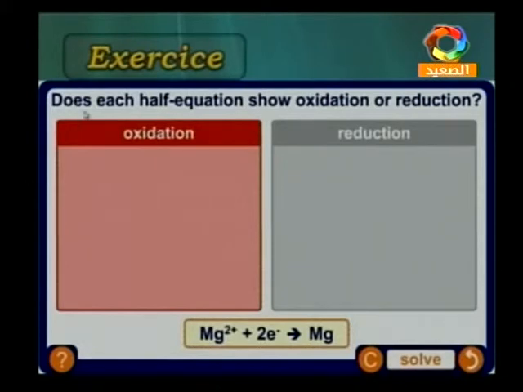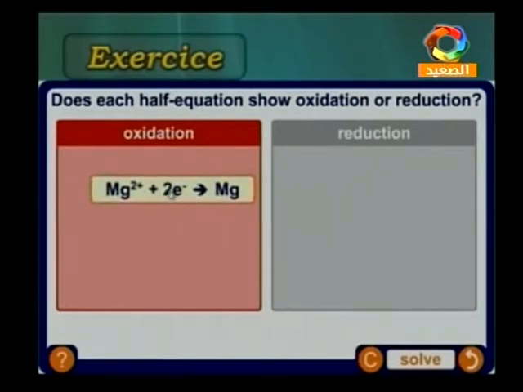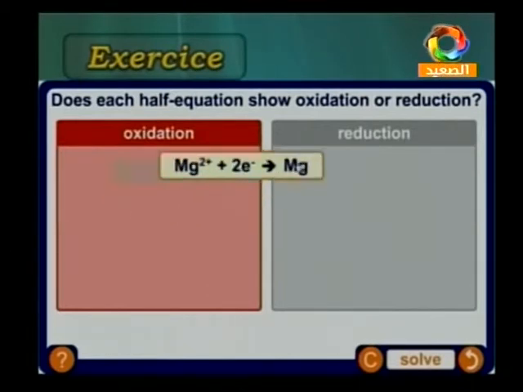So here we have a question: does each half equation of this one show oxidation or reduction or not? So here we have Mg and 2 electrons. Here we have 2 electrons before the arrow. So is it gaining electrons or losing electrons? Very good, excellent. We have gaining electrons because it's plus 2 electrons. So do I put this here or here? Oxidation or reduction?